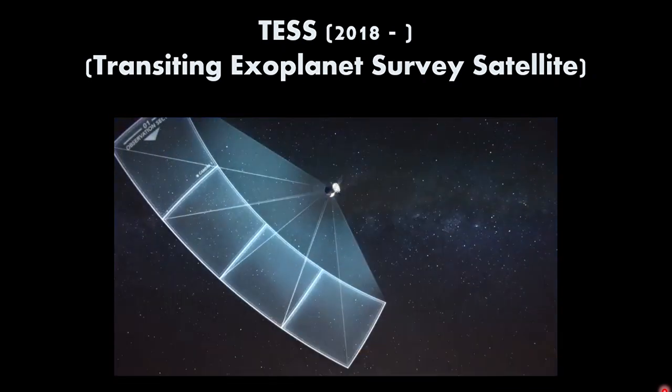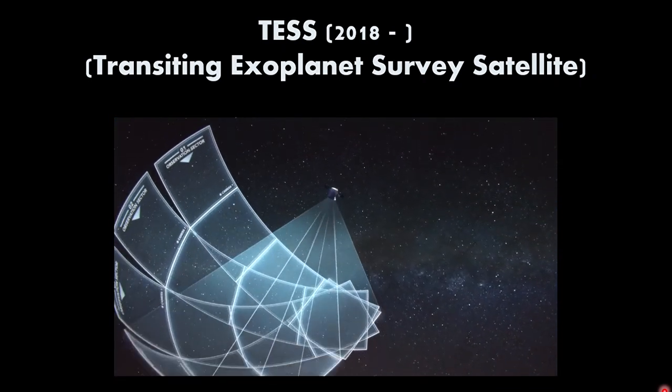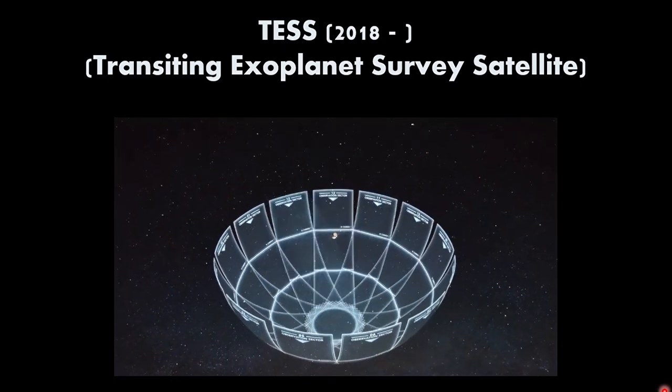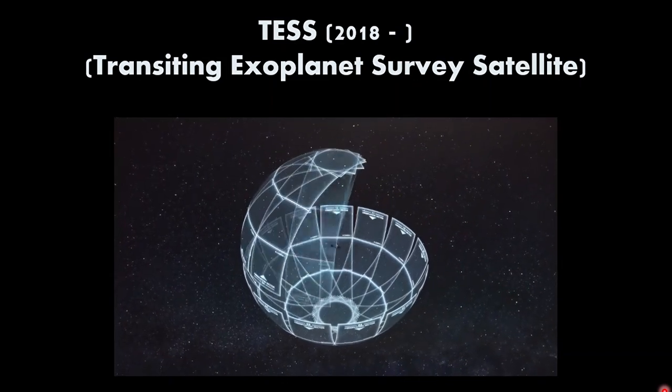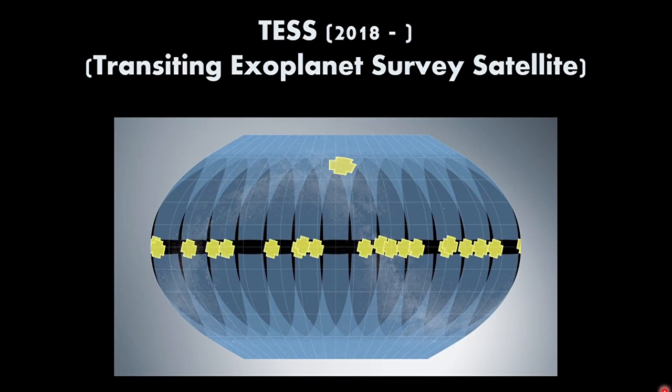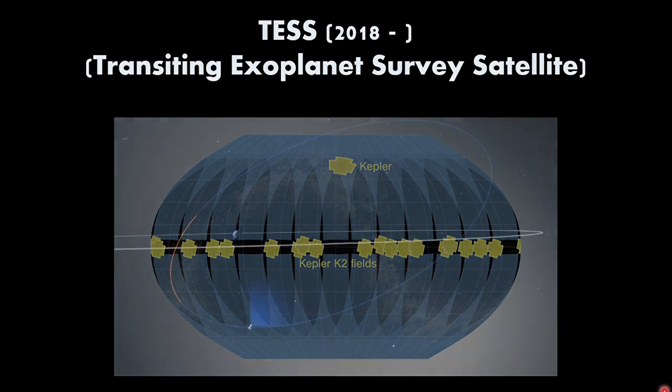TESS will watch each observation sector for about 27 days before rotating to the next one, covering first the south and then the north, to eventually build a map of 85% of the sky. This coverage, about 350 times what Kepler first observed, will make TESS the first exoplanet mission to survey almost the entire sky.